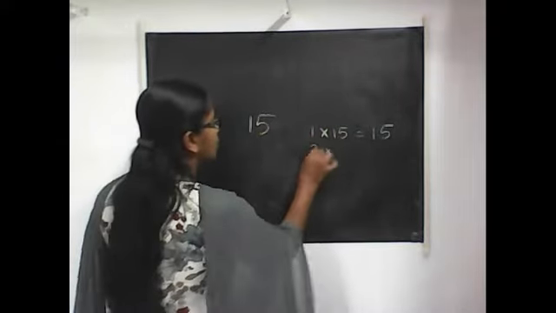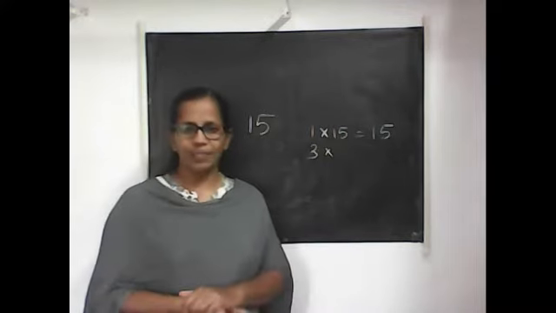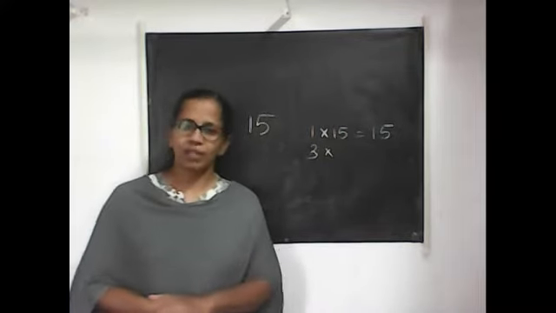Then let us try 3. In 3's table, do we get 15 as a product when we multiply 3 with some other number?